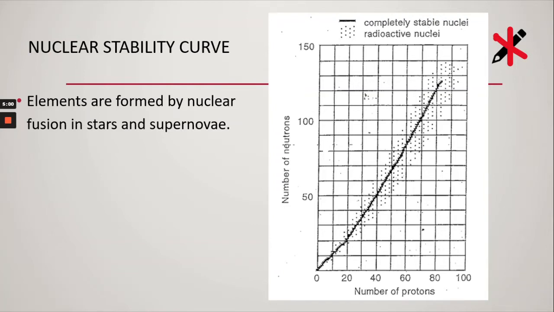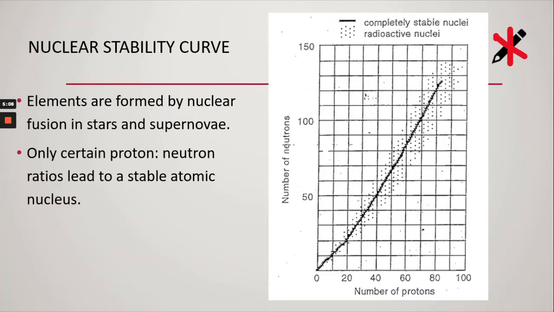And you should remember that the nucleus contains protons and neutrons, so basically we make heavier elements by just mashing together lots of protons and neutrons, and what we find is that only certain proton to neutron ratios lead to a stable atomic nucleus. So that's what's shown in this graph here. This graph is what's known as the nuclear stability curve.